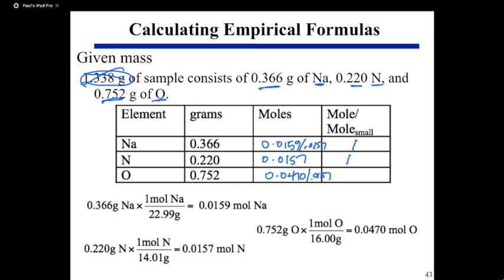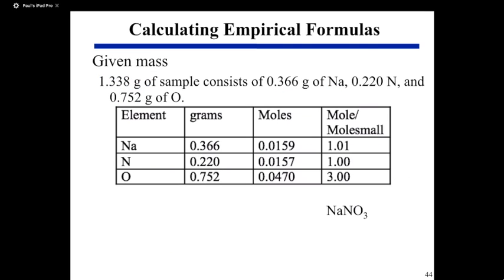0.047 divided by 0.0157 is 2.99, which rounds to 3. So what that says is, how many sodiums do I have? 1. How many nitrogens do I have? 1. How many oxygens do I have? 1. Name that. Sodium nitrate. Nitrate has a what charge? -1. Sodium has a what charge? +1. Does this make sense? Yes, it does.